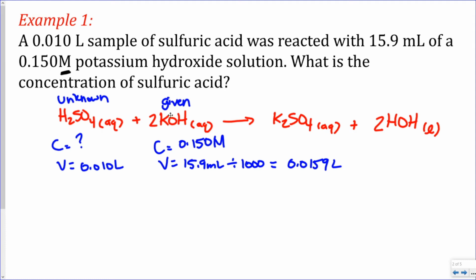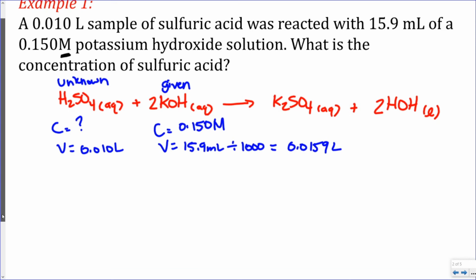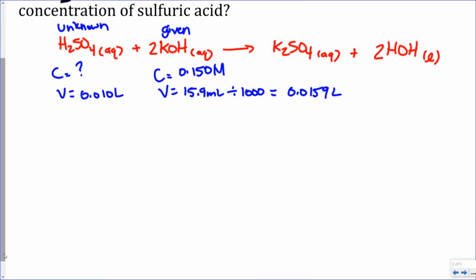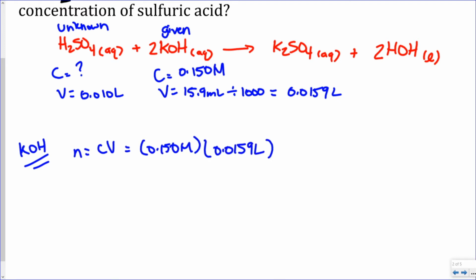So we've identified our given, our unknown, written down what we know about them, and now we just go through those same steps that we've been doing before. So we're going to convert these into the number of moles. So for potassium hydroxide, now we do n equals c times v. So 0.150 molar times 0.0159 liters, and that gives us 0.00235 moles. And I didn't show unit cancellation here.